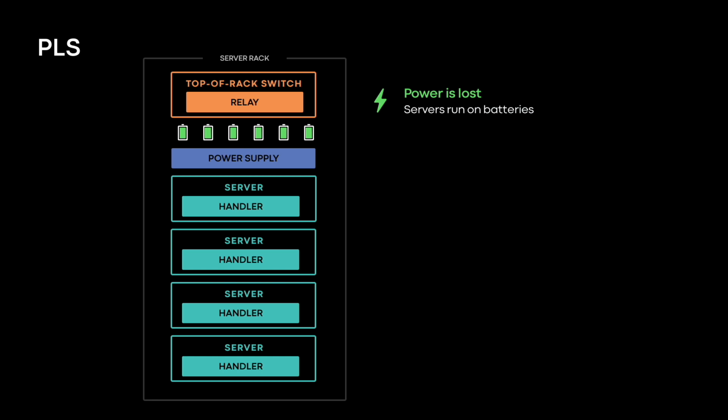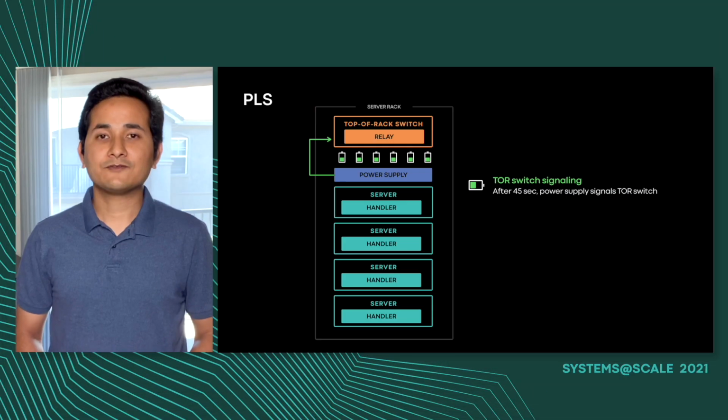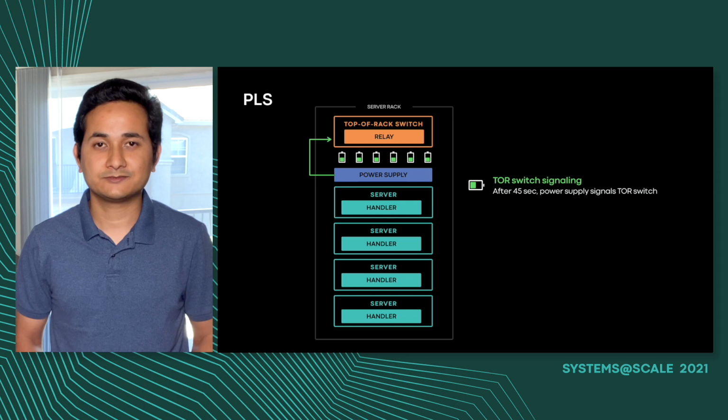If the AC power to the rack is lost, then the entire rack runs on batteries. As mentioned before, all our batteries are designed for 90 seconds of backup power. Now, if after 45 seconds the power isn't restored, then the power supplies will signal the top-of-rack switch that there's an impending power loss. We wait for this 45 seconds because it's the SLA for backup power generation. For example, during maintenances, there are open transitions as I described earlier.